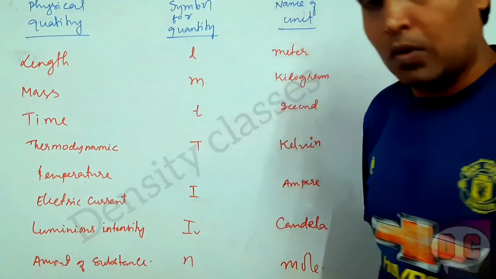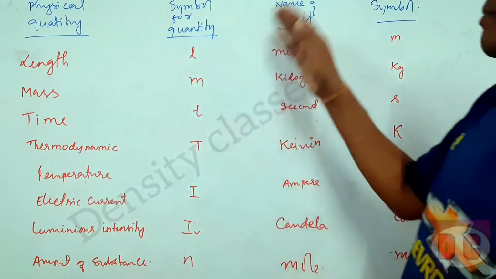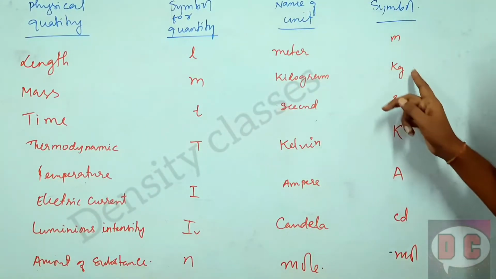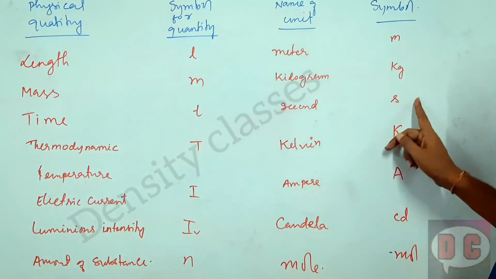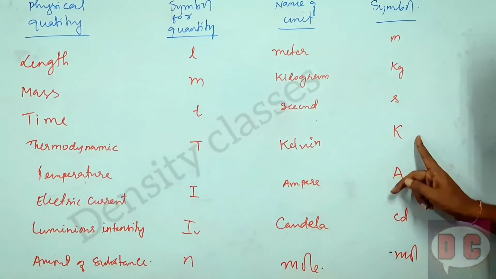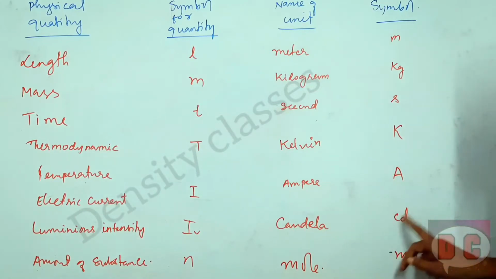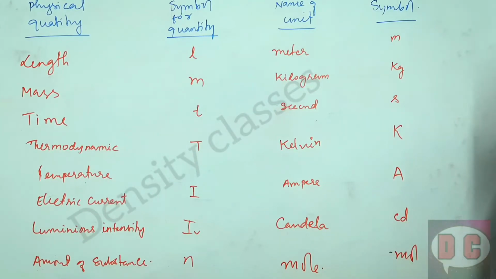Amount of substance unit is what? Mole. So when you write the symbols of these units, the meter symbol is m, kilogram symbol is kg, second symbol is small s, Kelvin symbol is capital K, ampere symbol is capital A, candela symbol is cd, and mole symbol is mol, M-O-L.